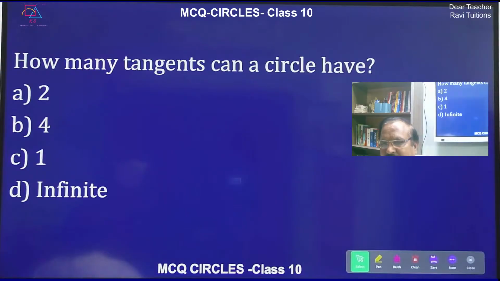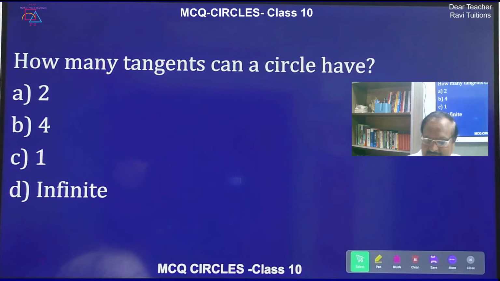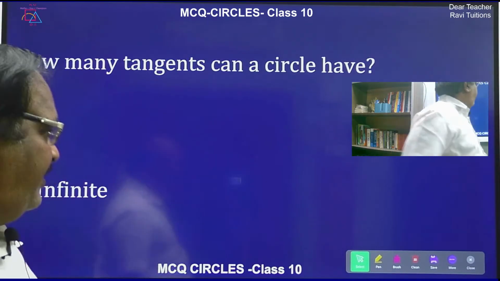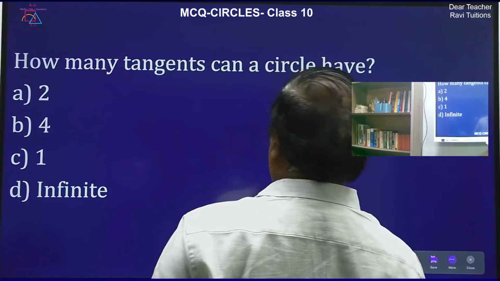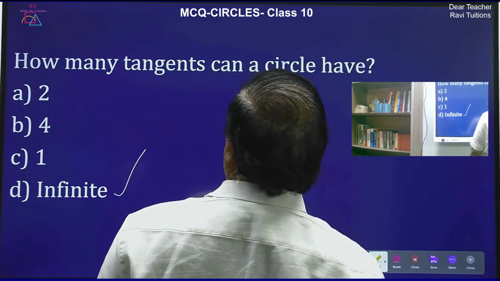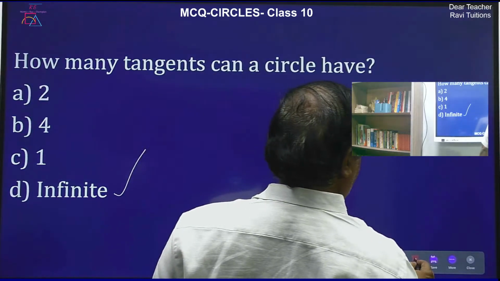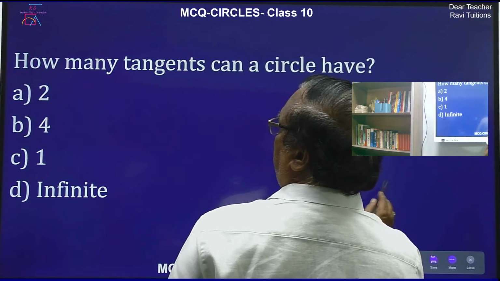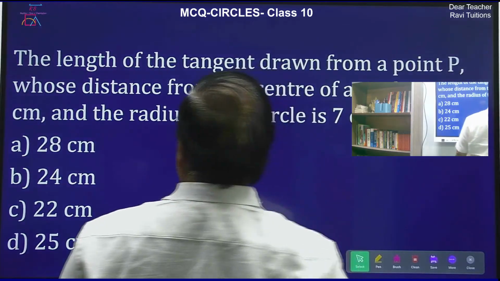Very good, Amit. You are right: infinity. Many tangents you can draw. An infinite number of tangents you can draw for one circle. One more question.